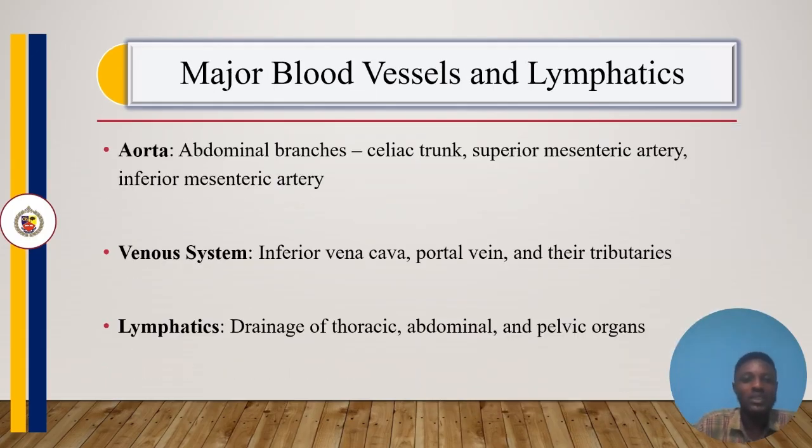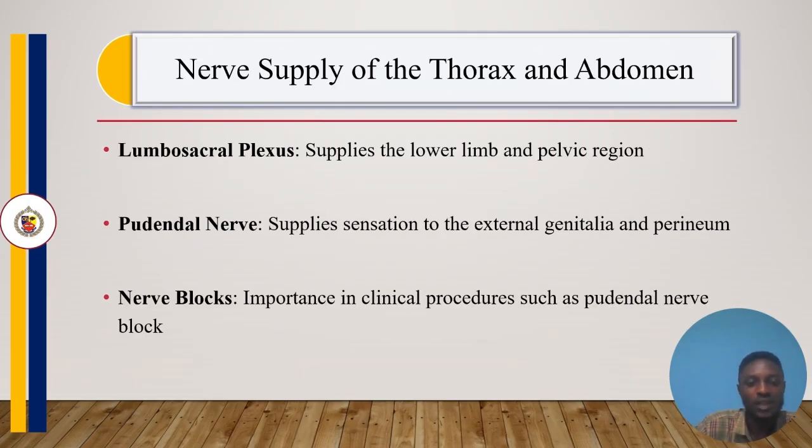So these are the major blood vessels and arteries that help to supply blood to the abdomen and also the different parts of the body. You have the celiac trunk, superior mesenteric artery, and the inferior mesenteric artery, which supply blood to the different abdominal branches. Let's also look at the nerve supply of the thorax and the abdomen, in which you have the lumbosacral plexus, which supplies the lower limb and the pelvic region.